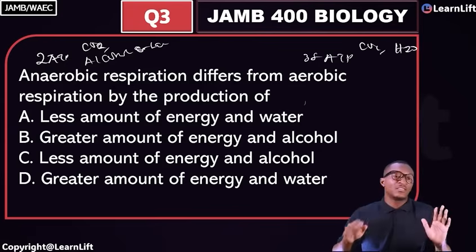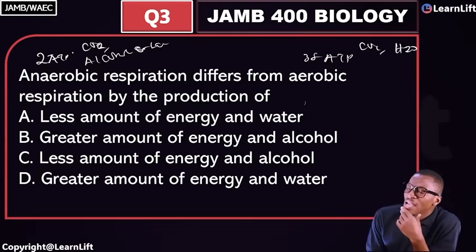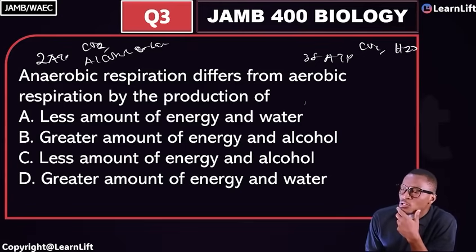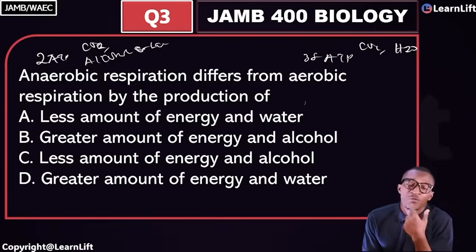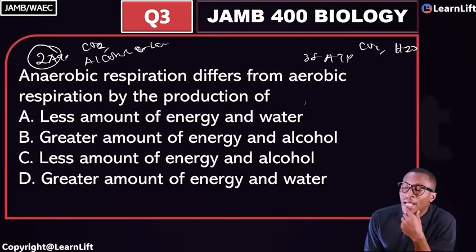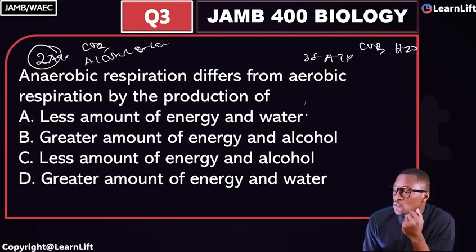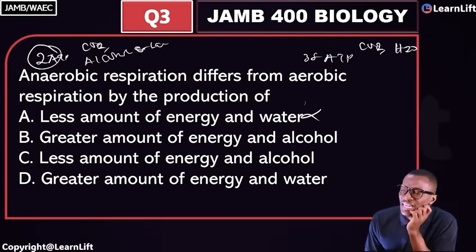I'm also going to align them in this class. So let's see the question. The question says anaerobic respiration is different from aerobic respiration by less amount of energy and water. Yes, anaerobic has less amount of energy, 2 ATP. But anaerobic byproduct is CO2 and alcohol. It's aerobic that has CO2 and water. So option A is wrong. Option B says greater amount of energy. Greater amount of energy is for aerobic.